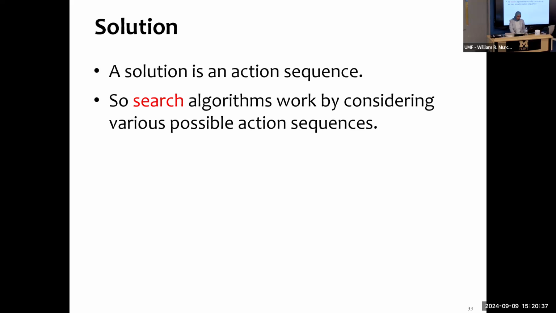Is that clear? Okay, so here we introduce search algorithms that are going to work by considering various possible action sequences. And we are going to select the optimal one. It's based on whether our algorithm is optimal or not. It's like a performance metric of each algorithm, because we may see some algorithms that are not optimal. They find the solution, but they go through a very long way, okay?